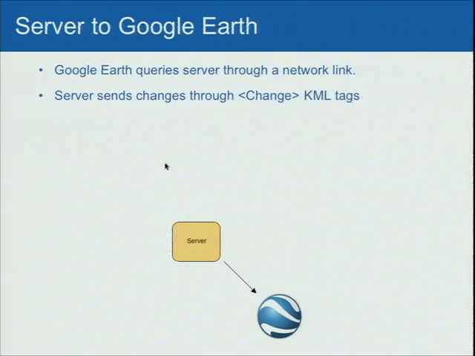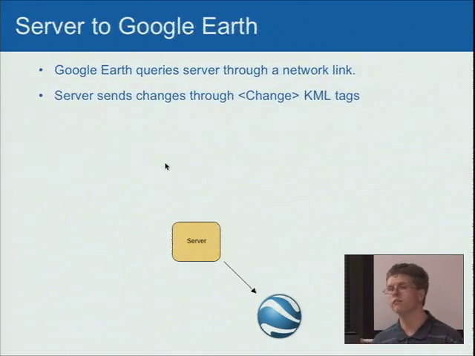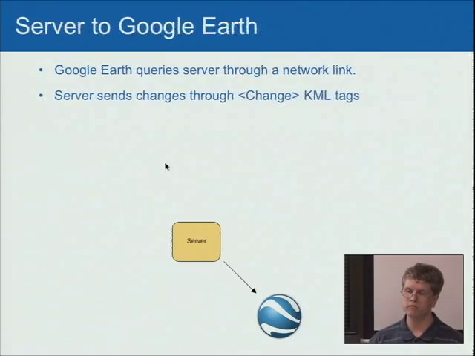A cool thing about the network link is that it uses the new change tag KML tags within Google Earth that were introduced with KML 2.2. If you're not up to date with the change tags, basically it allows you to update certain portions of an already loaded KML document on the fly without reloading it through a network link. So it's a sparse update to your KML tree, so you don't have to reload everything, which helps if you have a lot of data loaded into Google Earth.